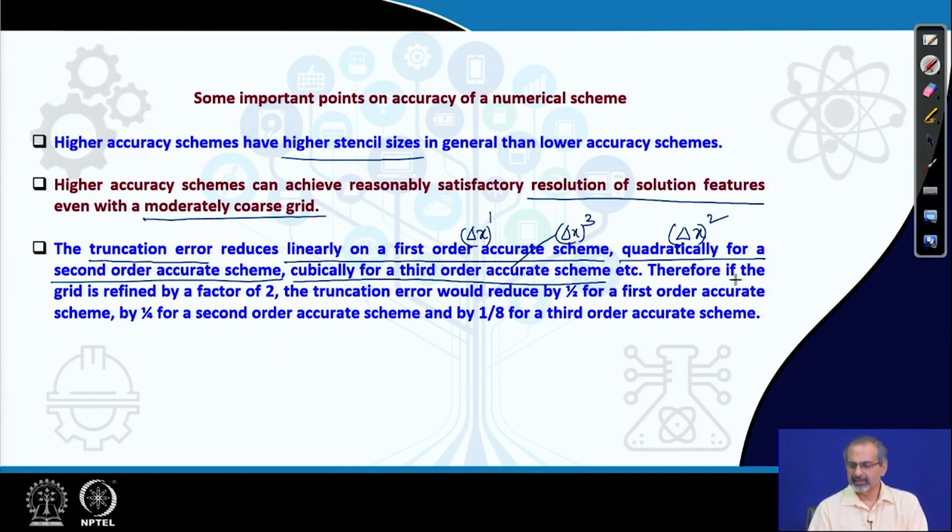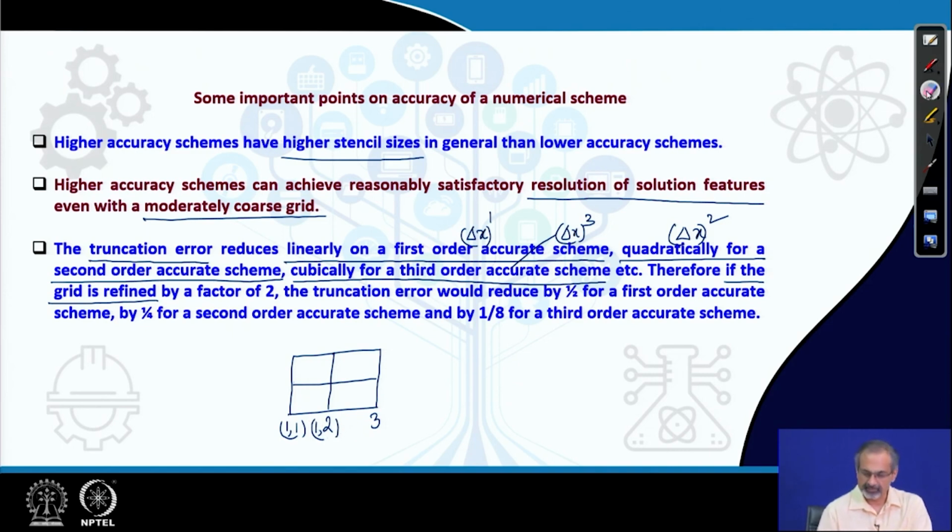Now, the main message is that if the grid is refined, let us say you first had a grid, let us renumber the grid points. Let us say you have 1, 1 here, then you have 2, 1, then 3, 1. So, this will be 3, 2, and then you will have 3, 3. That means, this is a 3 by 3 mesh. All the remaining points also can be numbered.